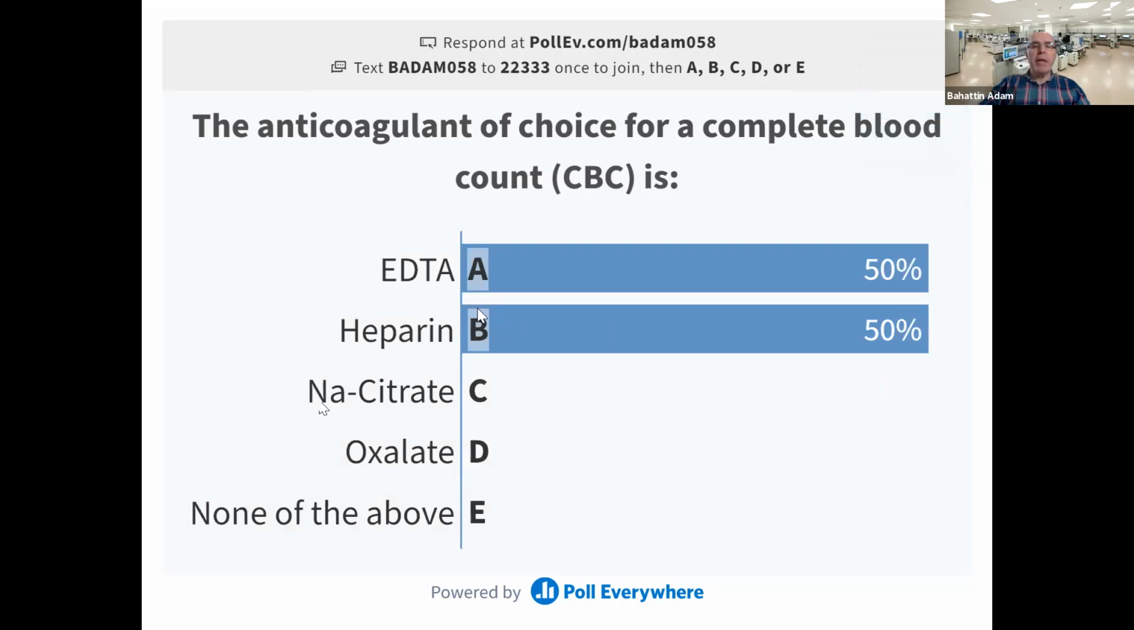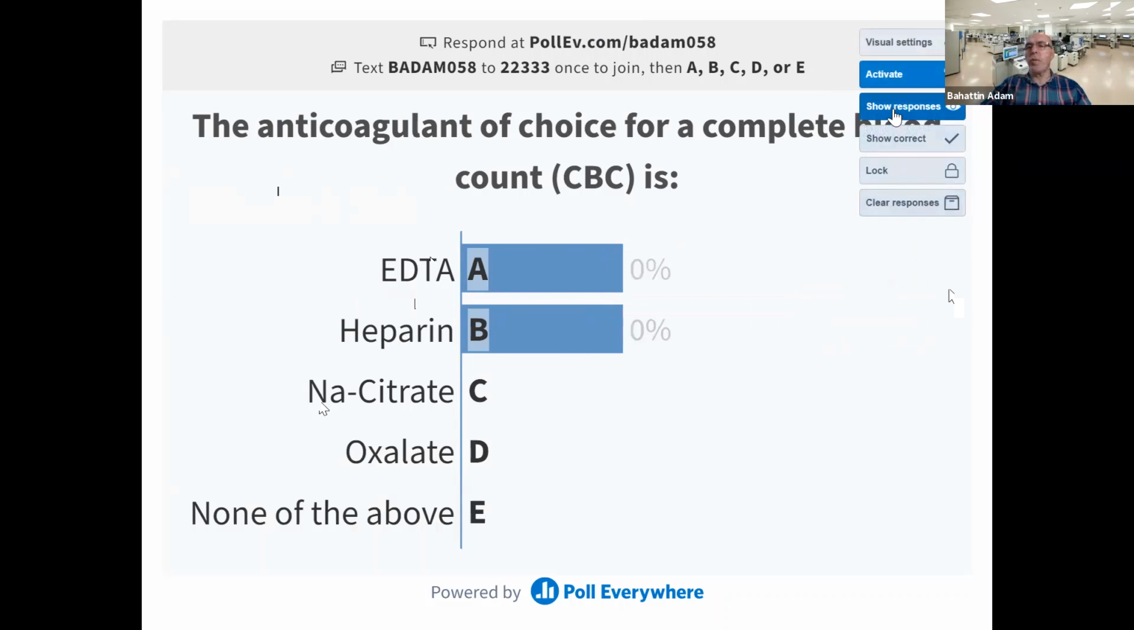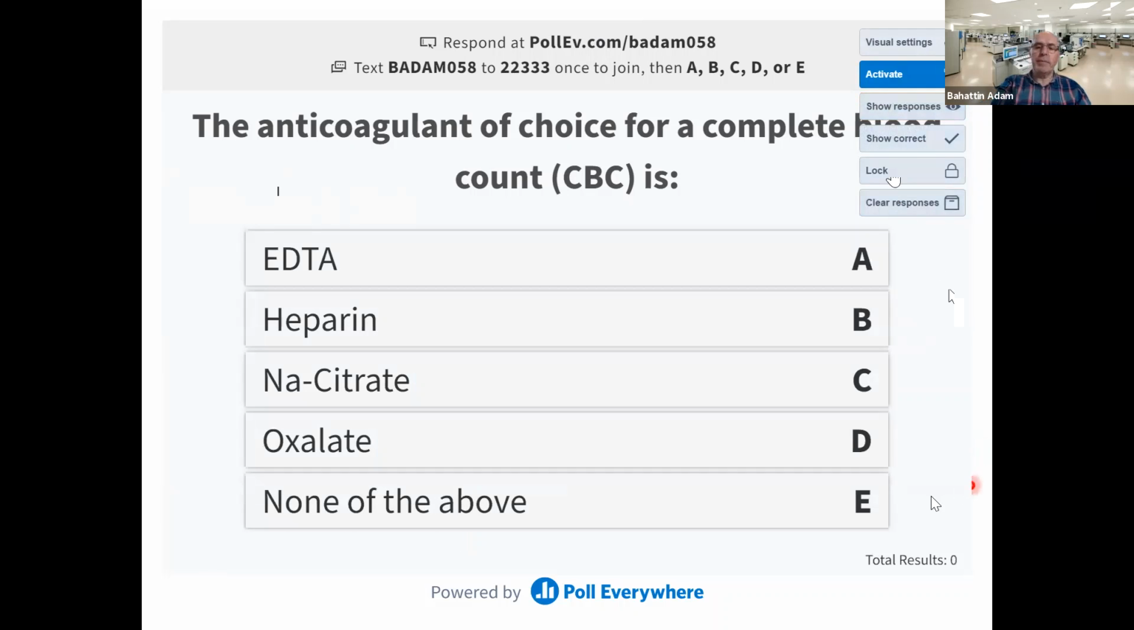Okay, the first one is the correct answer. Ethylenediaminetetraacetic acid, EDTA, is the most common one, the anticoagulant of choice for CBC. Okay, next one.